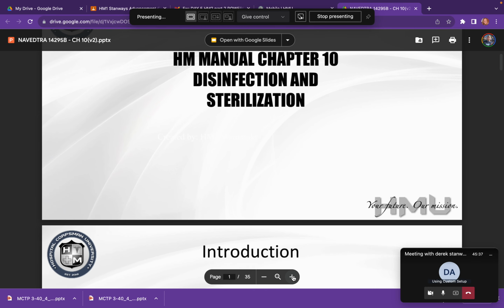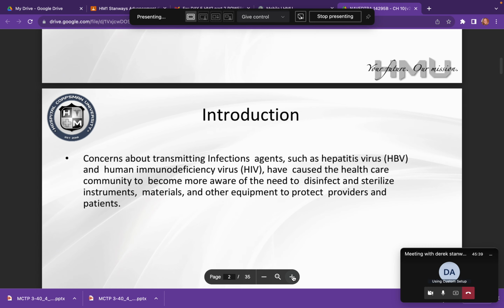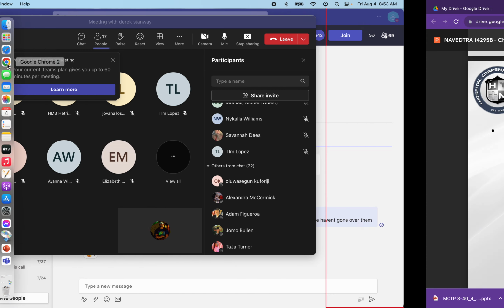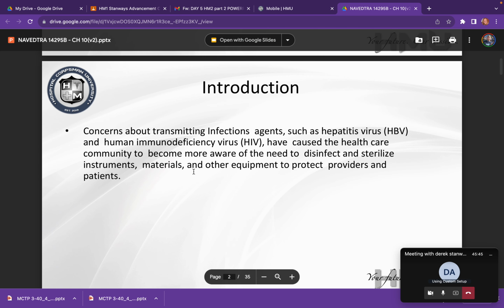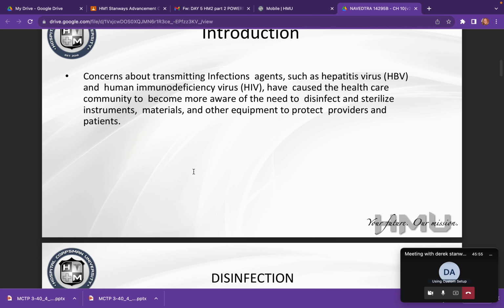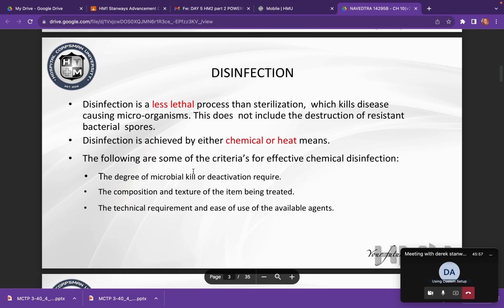Concerns about transmitting infectious agents such as hepatitis virus and human immunodeficiency virus have caused the healthcare community to become more aware of the need to disinfect and sterilize instruments, materials, and other equipment to protect providers and patients. So disinfection is essentially a less lethal process than sterilization.